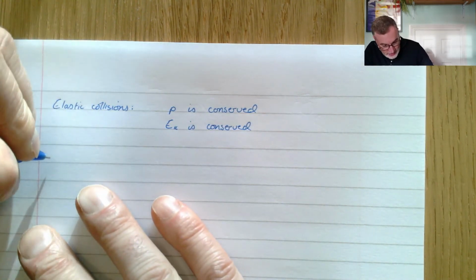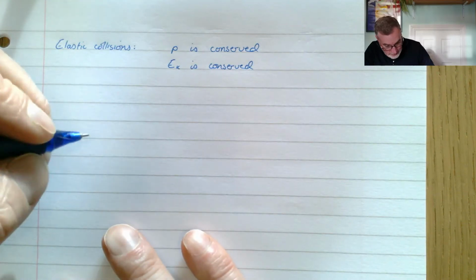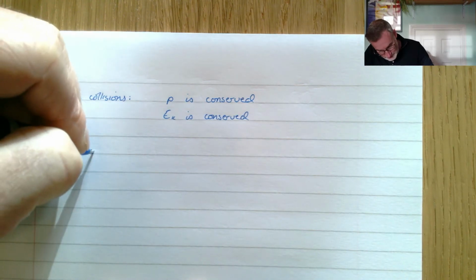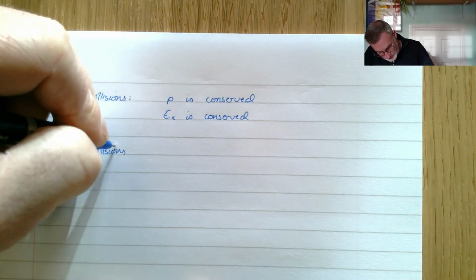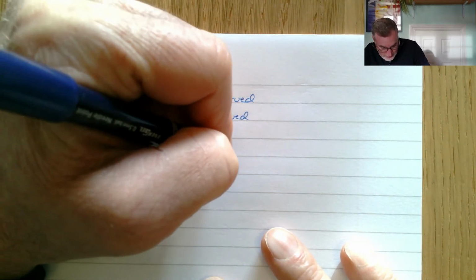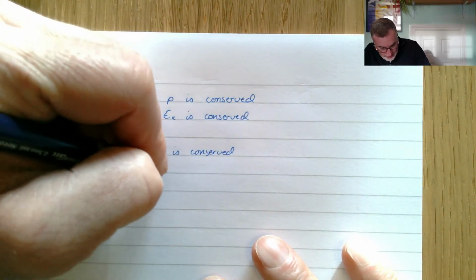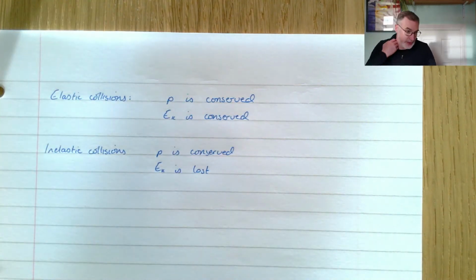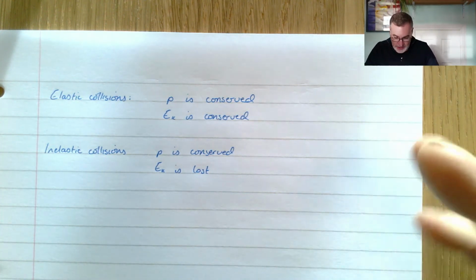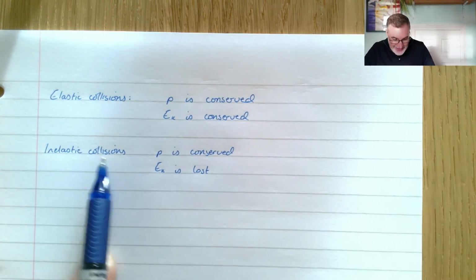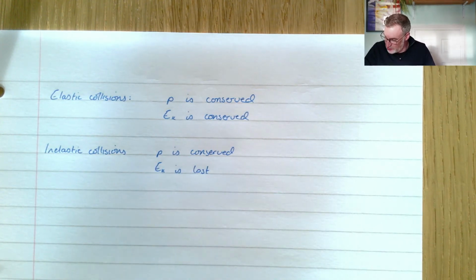Momentum is always conserved. In inelastic collisions, momentum is conserved. EK is not, so EK is lost. If you find that your EK is gaining, you've done something wrong. We don't ever have a scenario where we gain energy in the collision. So with an inelastic collision, kinetic energy is always lost.